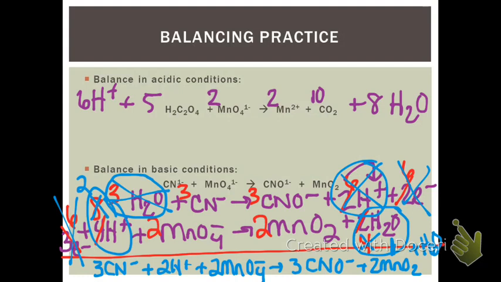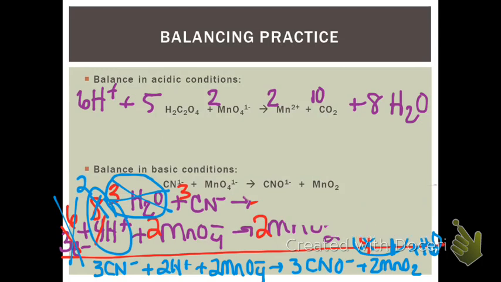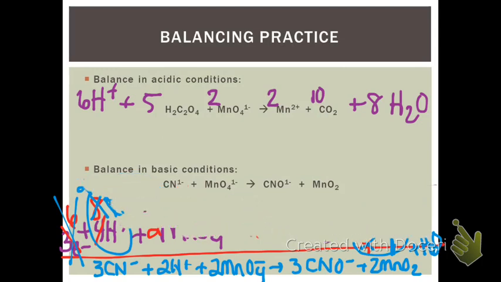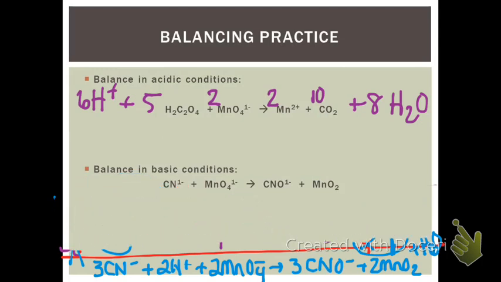Okay, now we're not done. The last step, I gotta make some room here. The last step is you have to add hydroxides. Because you're in base in this particular question, you have to add the same number of hydroxides to both sides equal to the number of protons you have remaining. Since I have 2 protons, I have to add 2 hydroxides to the left and I have to add 2 hydroxides to the right.